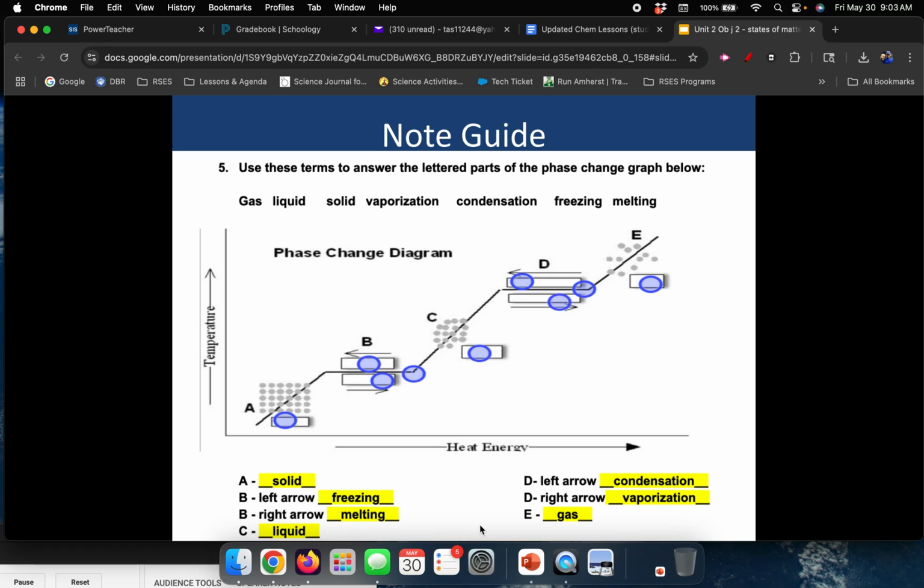Add this to your notes, and then you are done. So pause it here and add it, and you're done.